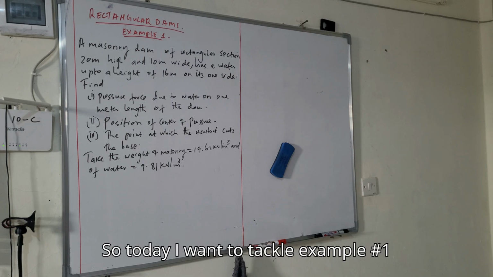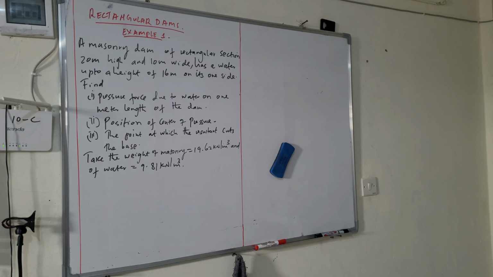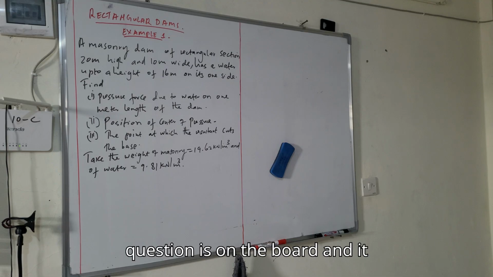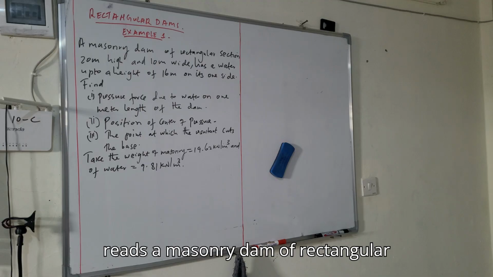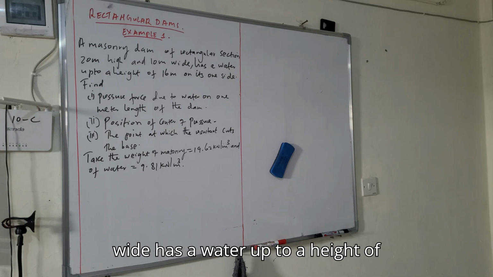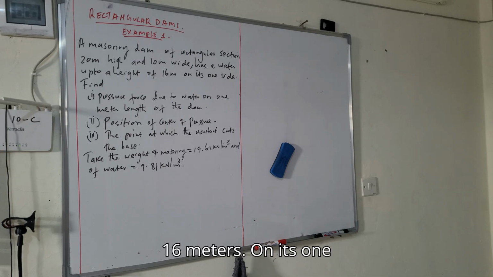So today I want to tackle example number 1 under rectangular dams. The question is on the board and it reads: a masonry dam of rectangular section 20 meters high and 10 meters wide has water up to a height of 16 meters on one side.